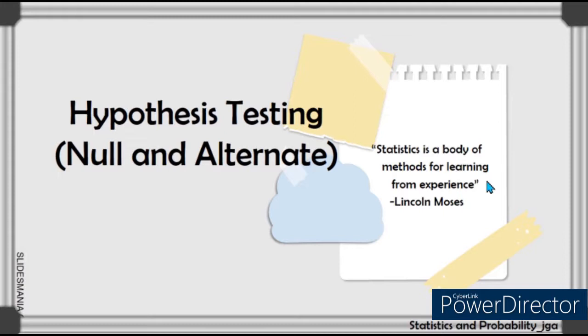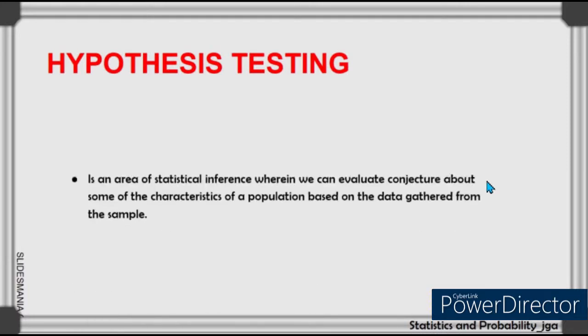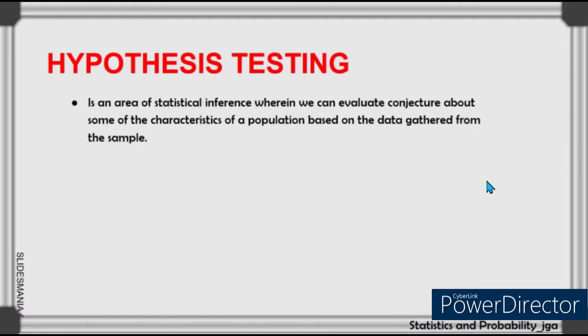At the end of this lesson, you will be able to discuss the different concepts of hypothesis testing and develop null hypothesis and alternative hypothesis. First, we need to define what is hypothesis testing. Hypothesis testing is an area of statistical inference wherein we can evaluate conjecture about some of the characteristics of a population based on the data gathered from the sample.